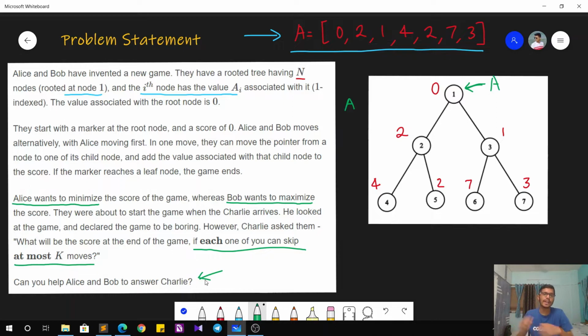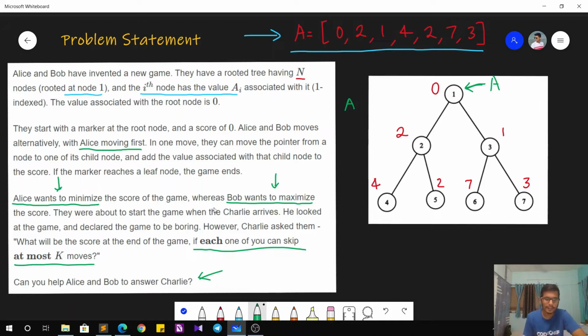Actually, we have to just tell the score at the end of the game, because it is definite that Alice is the one who starts the game. Okay, that we know for sure. So there is only one possible score that the game can have. And remember, each of them will try to minimize and maximize accordingly. Okay, because that is their whole objective.